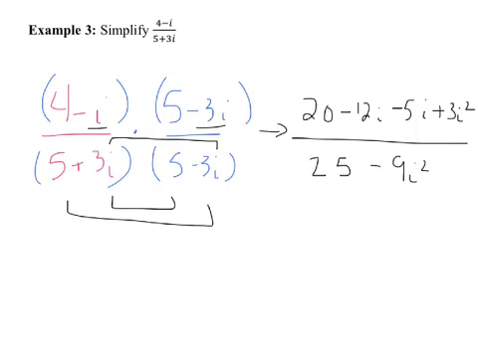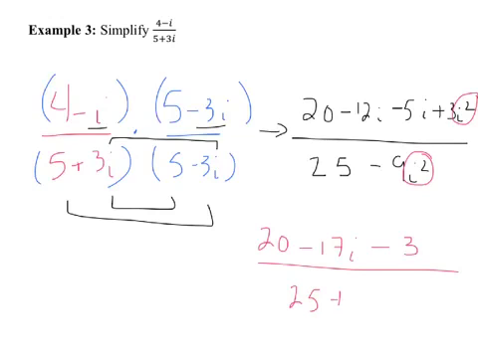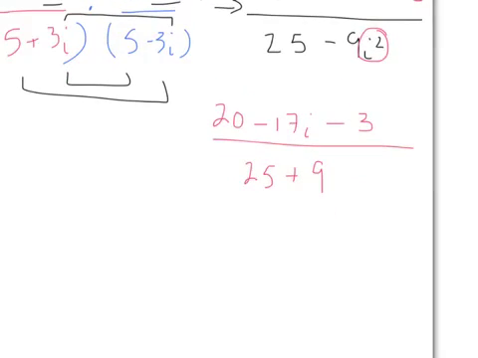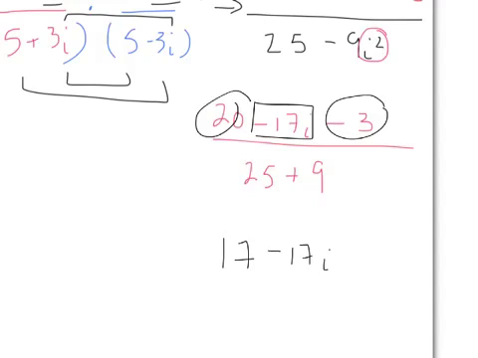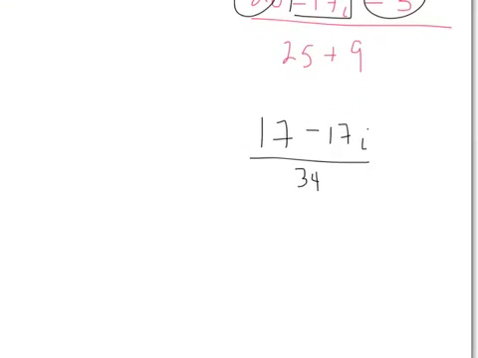Simplifying the numerator becomes 20 minus 17i, and this, remember, is a negative 1, so this is going to be a minus 3. The denominator, this being a negative 1, really makes this a plus 9, so this is going to be 25 plus 9. And what we'll notice for our answer, the 20 minus the 3 gives us 17, and then we have to carry down the minus 17i from right here, and this is all over 34. And what you'll notice is that both of the terms in the numerator can be divided by 17, and so can the denominator. So I could really just cancel or reduce by a factor of 17.